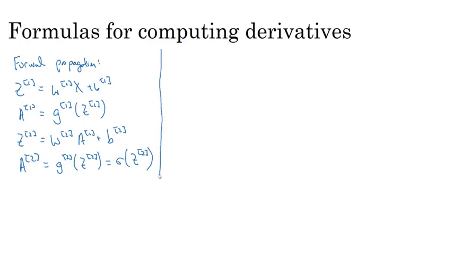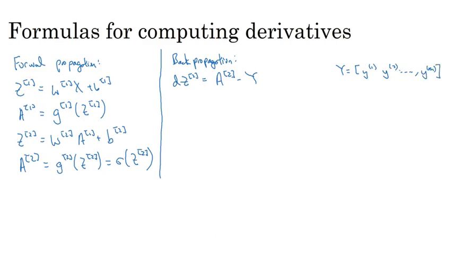Next, let's compute the derivatives. So this is the back propagation step. I'm going to compute dz2 equals a2 minus the ground truth y. And just as a reminder, all this is vectorized across examples. So the matrix Y is this 1 by m matrix that lists all of your m examples stacked horizontally.